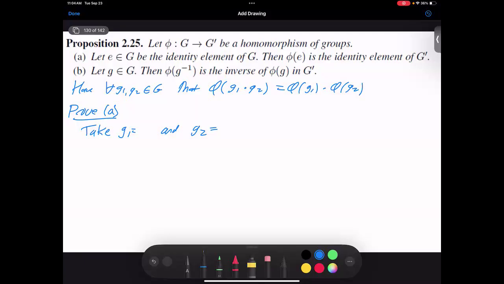Any thoughts? What elements do we know that G has? What else do we know that G has? Do we know anything else? Do we know any other elements other than E?